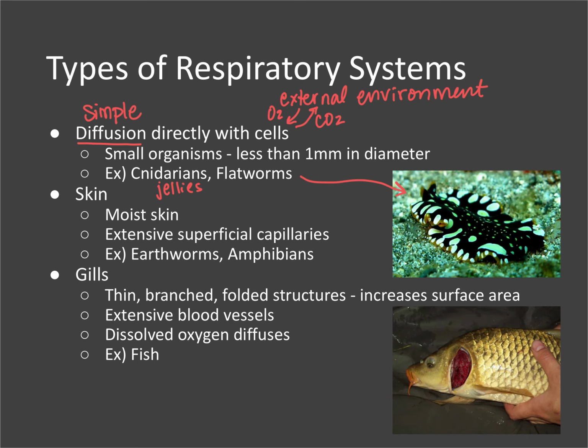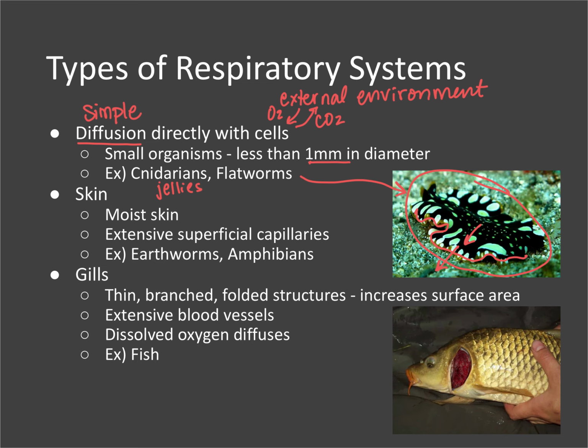Now, one thing that is a requirement is that these organisms must be small and they must be very thin. So flatworms, they're not necessarily small this way, but they are very flat. So they're very thin so that the oxygen and carbon dioxide can diffuse in and out of the tissues relatively easily and be able to get to all the tissues or all the cells inside the body.